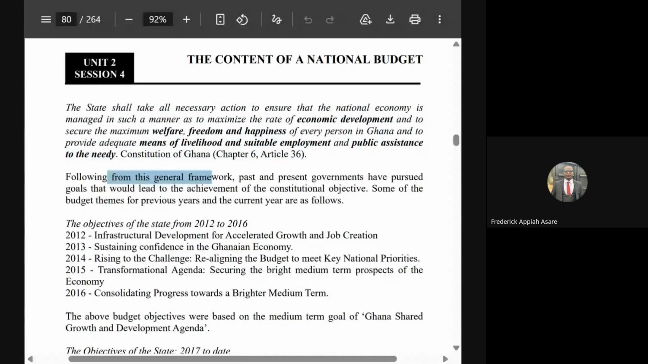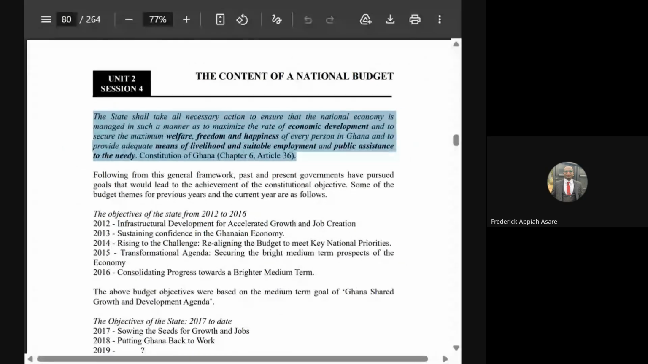Following this general framework, that is the framework that we have, past and present governments have pursued the goals that will lead to the achievement of the constitutional objective. So this is the objective Ghana needs to achieve.